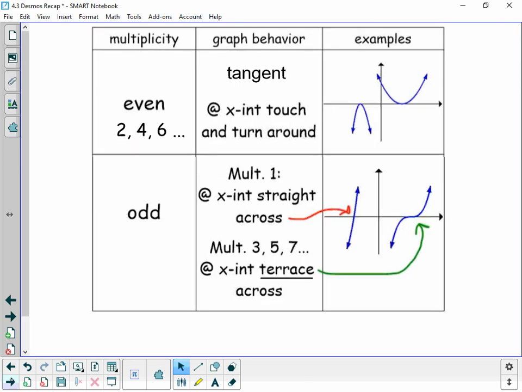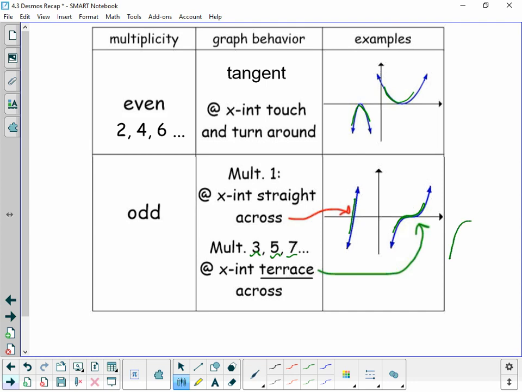This kind of summarizes that. If your multiplicity is even, if it's 2 or 4 or 6 or 8, it's going to have a tangent behavior where it touches and turns around. If it's a multiplicity of 1, those are the ones that just go straight across. No unique behavior there. But if it's a higher odd number, 3 or 5 or 7, that's when it's going to terrace. And the higher the power, the more flattened the terrace will be.